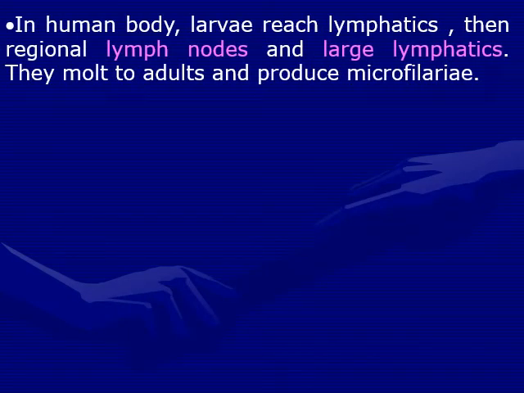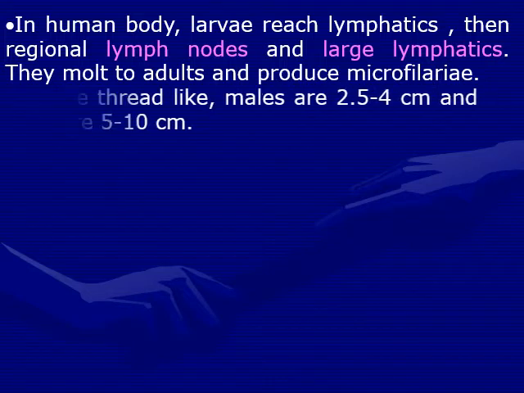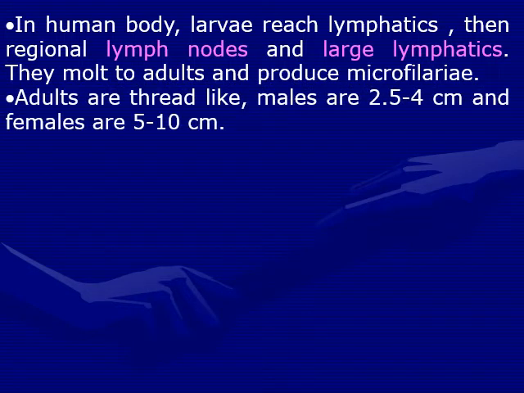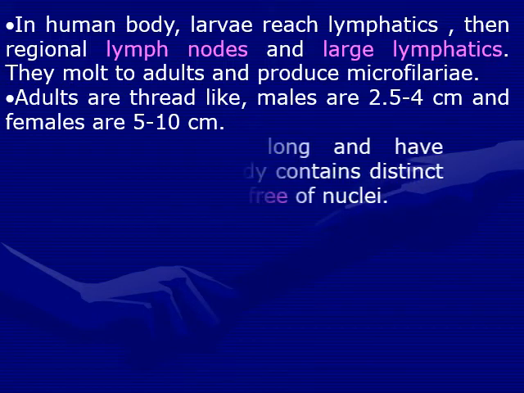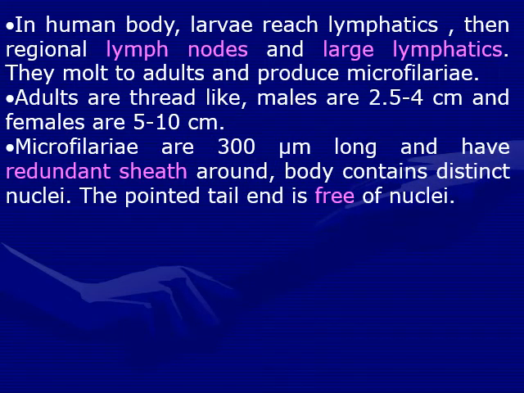In the human body, the larvae reach lymphatics. The regional lymph nodes and large lymphatics are their habitat. They molt to adults and produce microfilariae. The adults are thread-like, males about 2.5 to 4 centimeters and females about 5 to 10 centimeters by 0.25 millimeter. Sorry, by 0.25 millimeter, meaning 2 or 3 centimeters by a quarter of a millimeter.